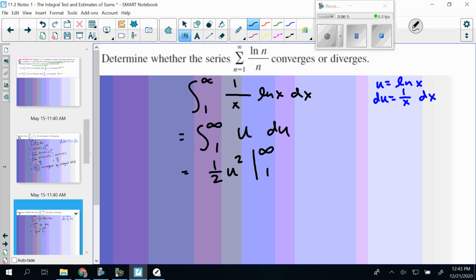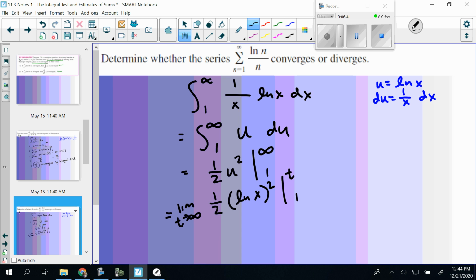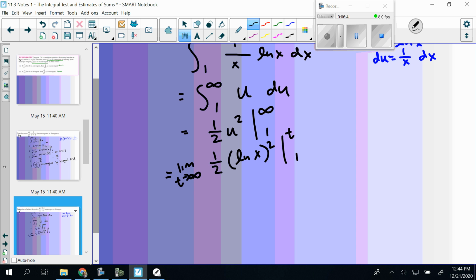Let's substitute back in because I don't want to change those limits. So this would be the same as 1/2 natural log x squared evaluated from here to here. And we can evaluate at infinity. So again, I'm going to change this to a limit. Let's use t again. And we're going to end up doing the limit here as t approaches infinity. So whatever this equals now, we can see if it's going to be convergent or divergent.